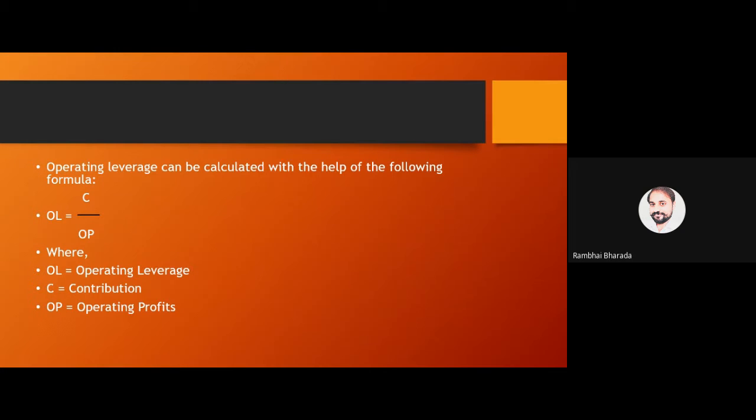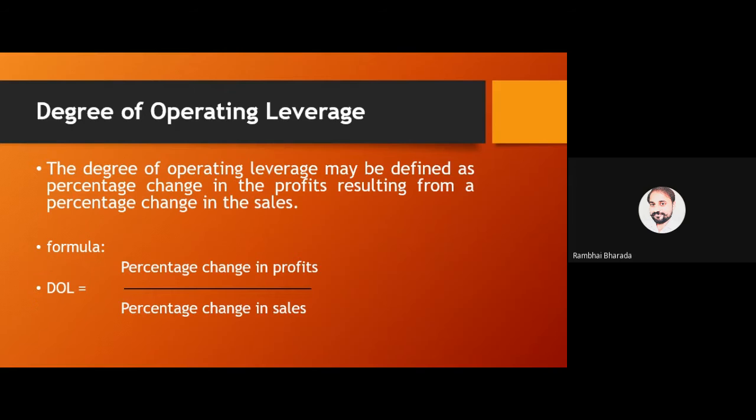Okay, and here operating profit means a profit before interest and tax. Generally, it's known as profit before interest and tax, PBIT. It is also known as PBIT. Please note down this one. Operating profit or profit before interest and tax. Formula done? Yes. Okay.